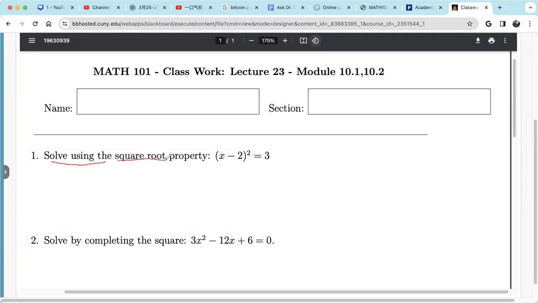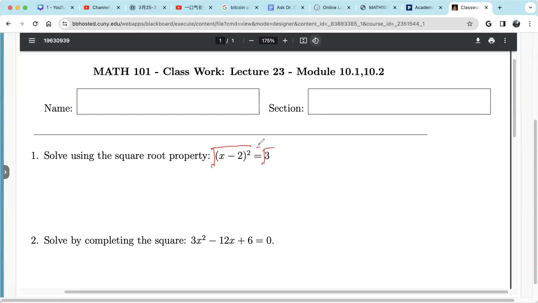Use the square root property. So the left-hand side is a perfect square, right? The right-hand side is a number. So in that case, we can square root both sides. We square root the left-hand side. We square root the right-hand side.